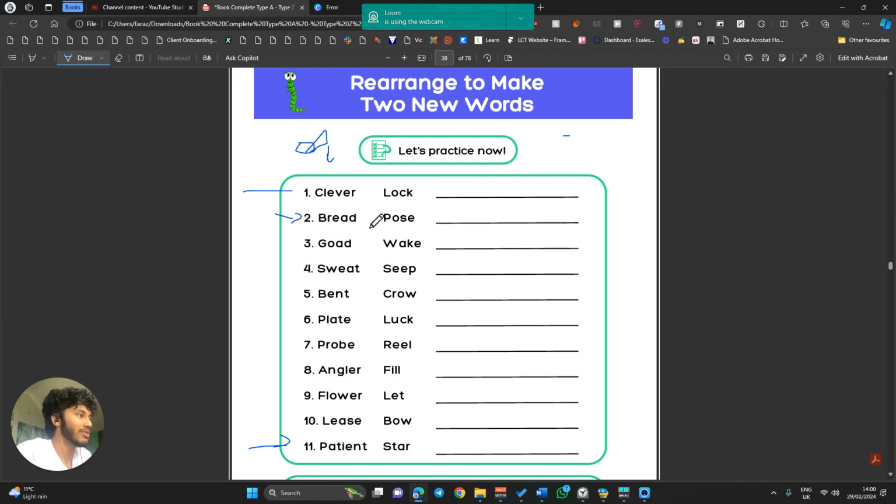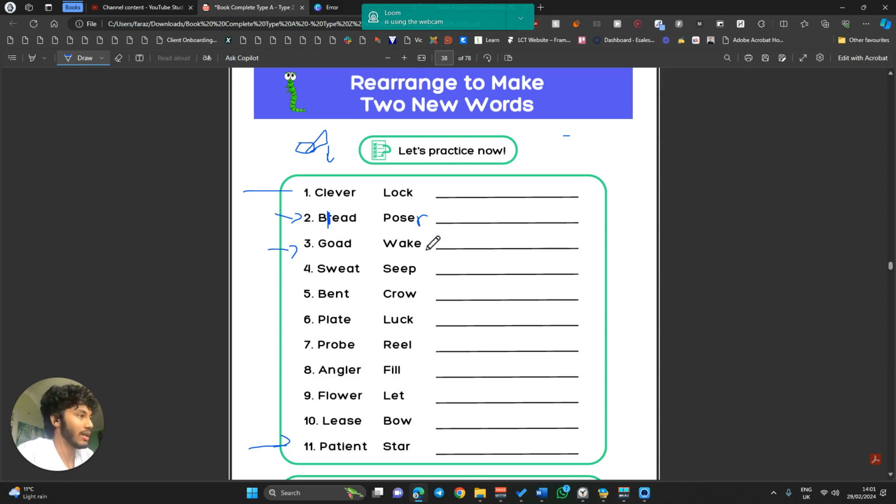So let's go on to question 2, bread and pose. Again, I see read, so I'm going to take the B out, but I don't see anywhere we can put the B into the second word, so I'm going to have to leave that. I can see we can take out the R, and that'll give us bead, and then we can put R here for poser. So that's going to be bead and poser. I'm not going to write it out because there's no real reason to, but yeah.